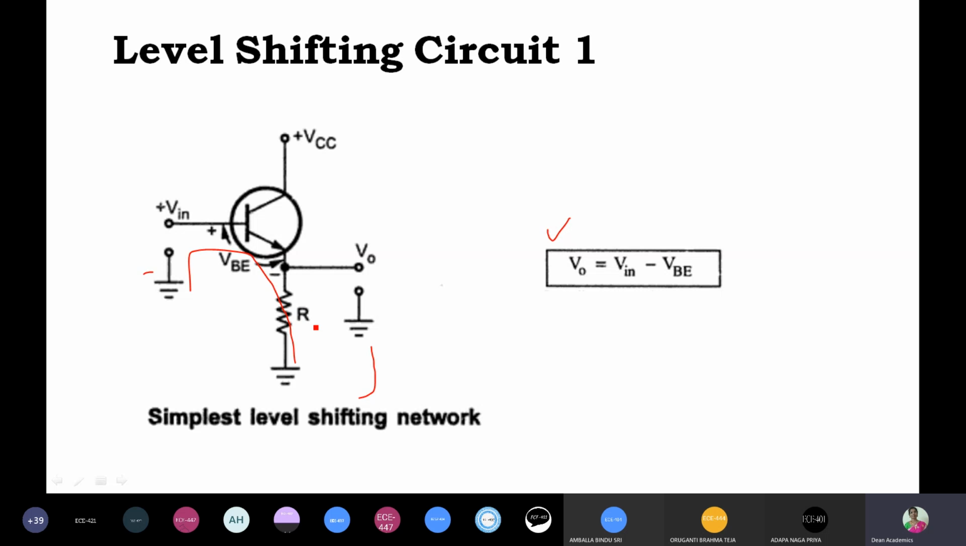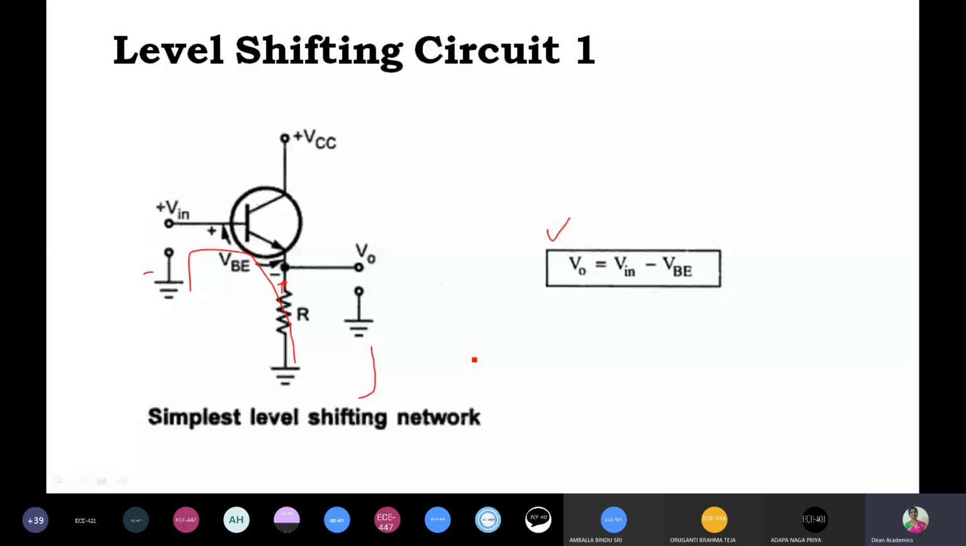V0 is nothing but the voltage drop across this resistor only. So this is the loop, right? Minus Vin plus VBE. Here that sign is for VBE, plus terminal here, minus terminal here. And this is the resistor, current entering terminal, so plus V0. Okay. So V0 is equal to Vin minus VBE.